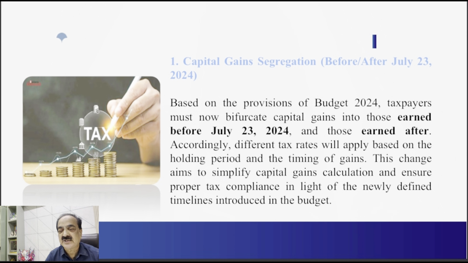First change, capital gains segregation before and after July 23, 2024. Based on the provisions of Budget 2024, taxpayers must now bifurcate capital gains into those earned before July 23, 2024 and those earned after. Accordingly, different tax rates will apply based on the holding period and the timing of gains. This change aims to simplify capital gains calculation and ensure proper tax compliance in light of the newly defined timelines introduced in the budget.